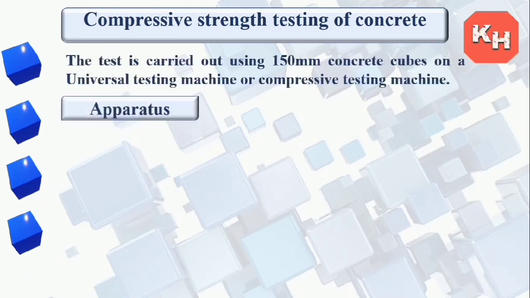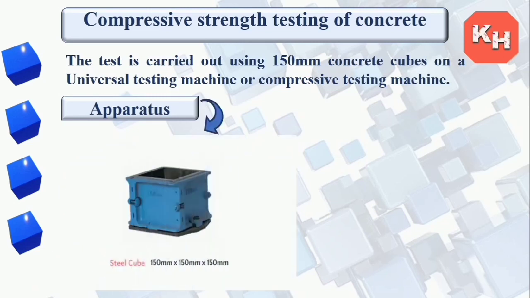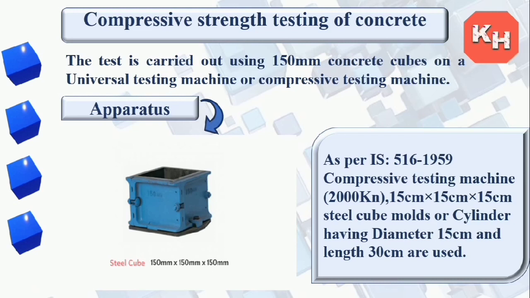This cube test is carried out using 150 mm concrete cubes on a universal testing machine or compressive testing machine. Now the apparatus which is required. First is the cube mold. Its internal dimension is 150 by 150 by 150 mm depth, as per Indian Standard 516:1959. A compressive testing machine of 2000 kilonewton and 15 centimeter by 15 centimeter by 15 centimeter steel cube molds are required, or a cylinder having a diameter of 15 centimeter and length of 30 centimeter is used.